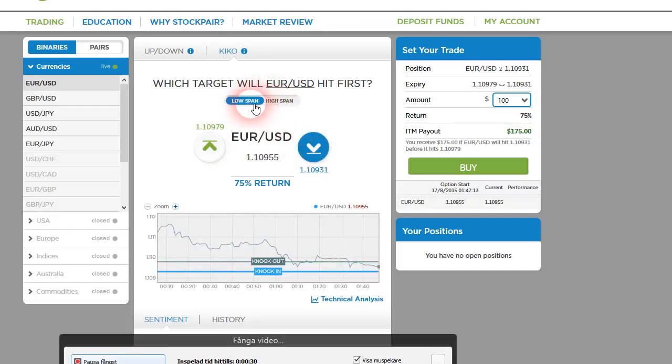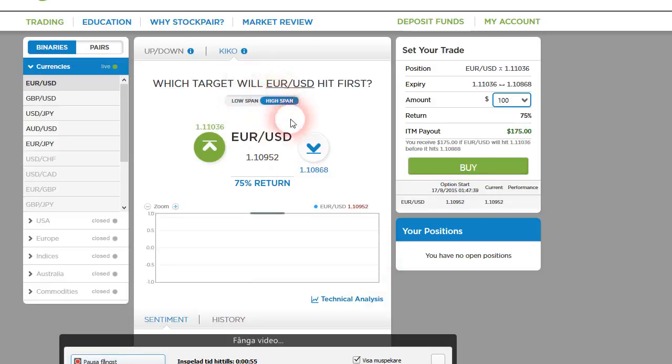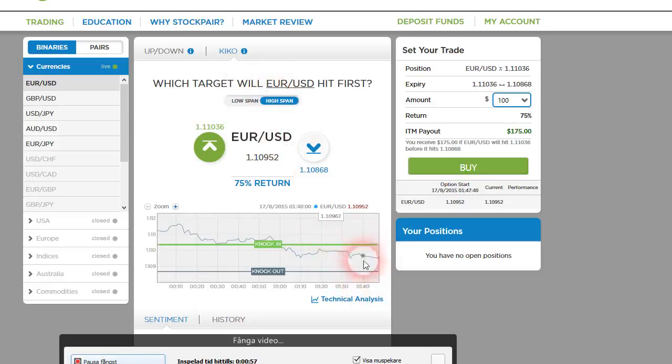So low span, if you pay attention here, you have two horizontal lines, knock out or knock in. So if you choose low or down, you will win if the price touches your lower line. If you use above or high, you will win if the price touches the upper line. If you choose high span, you will have more leverage, more room.